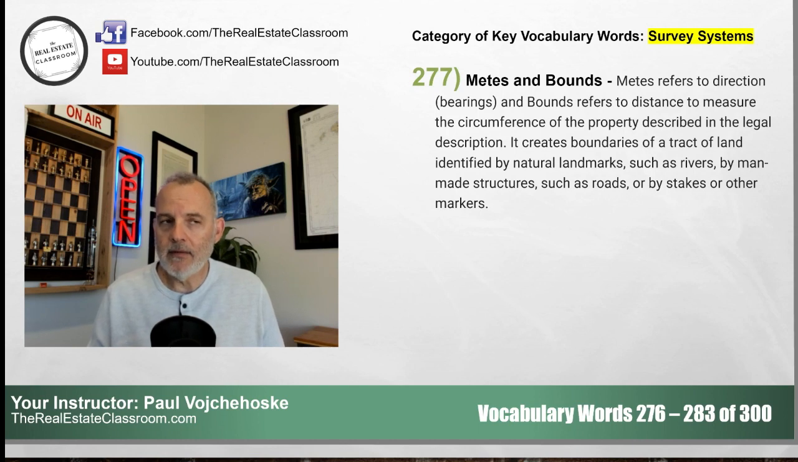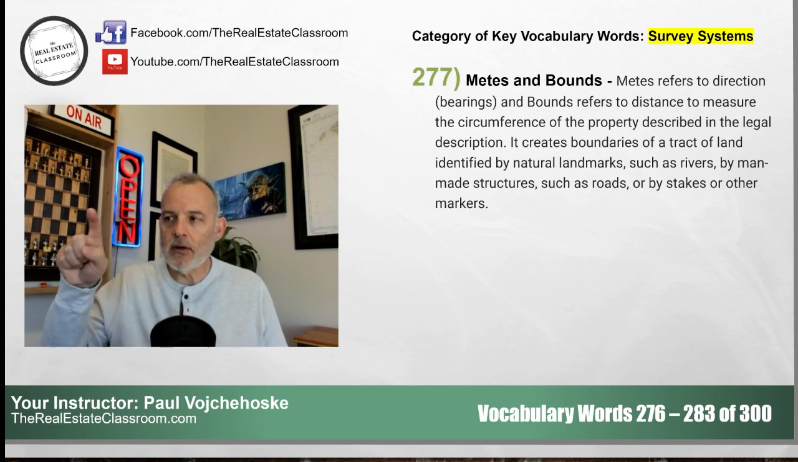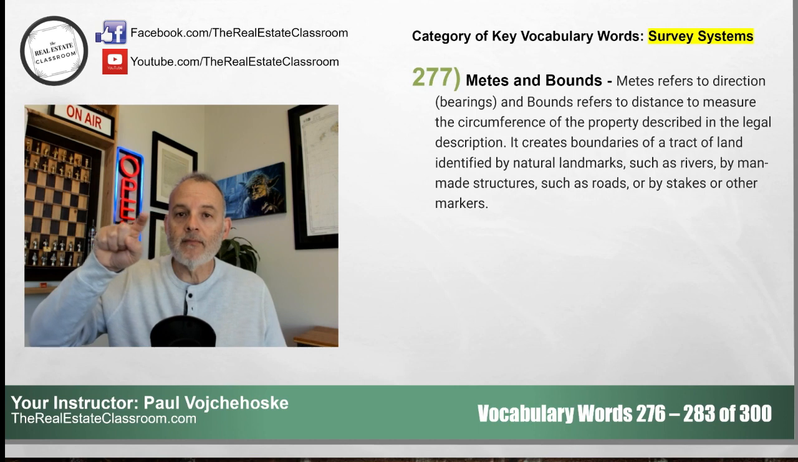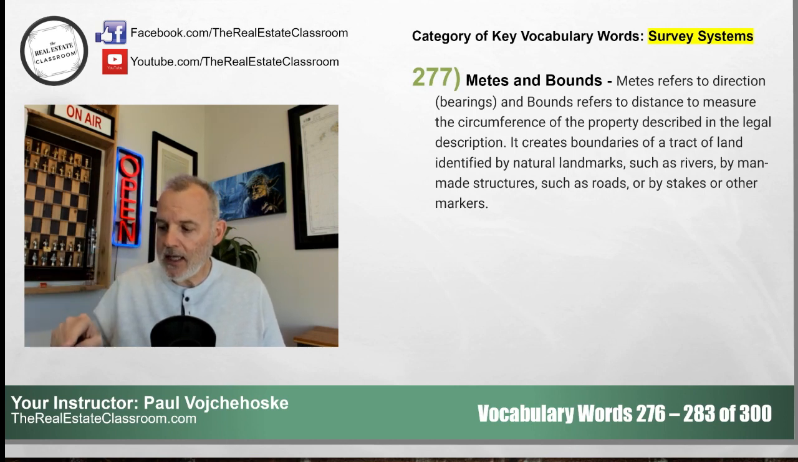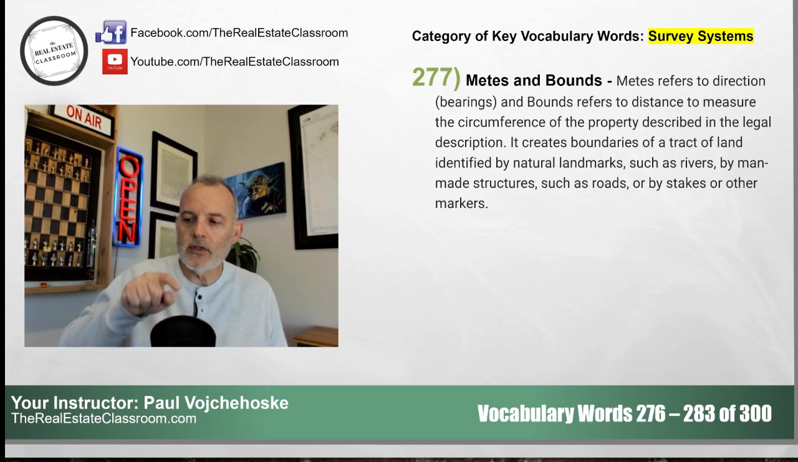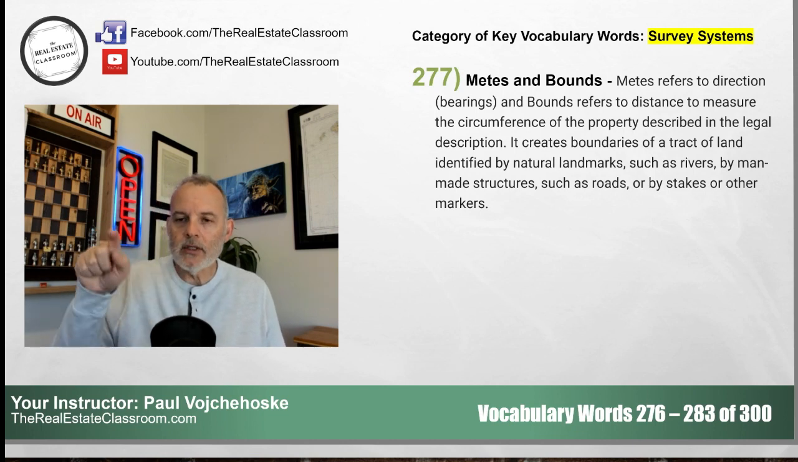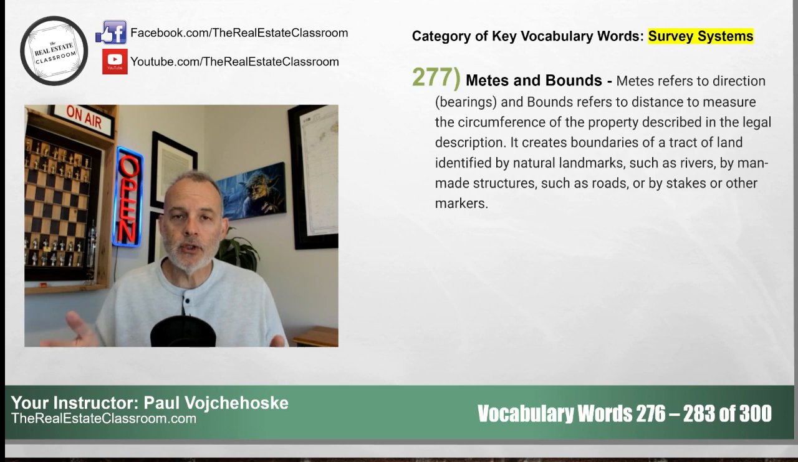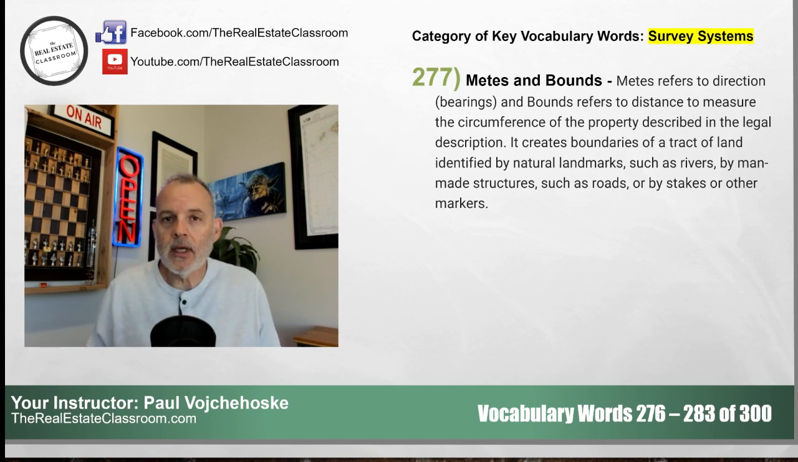Now, I've done a video on this already that you can check out in the playlist. But again, what it does is it creates basically a circumference of the property. And as each leg of the metes and bounds is determined, it creates a legal description. So once you've closed the circle, if you will, it's not a perfect circle, but once you've closed the circle, you will have a legal description to your piece of property. It creates the boundaries of the land, and those boundaries are typically either a natural landmark like a tree, a lake, or a river, or they can be man-made boundaries such as roads, stakes, markers, things like that.